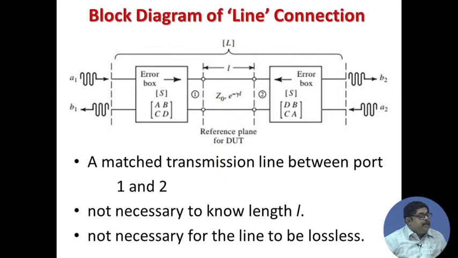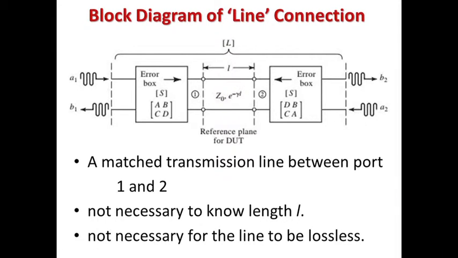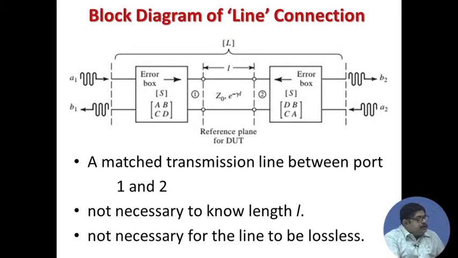Now, this is the block diagram of line connection. Line means a transmission line, and we are assuming not beta, it is gamma, so loss is allowed, it is of length L. You see the line connection, a matched transmission line between port 1 and 2, and as I said it is not necessary to know the length and not necessary to be lossless also. These two error boxes and this line together, we will designate as an L matrix.